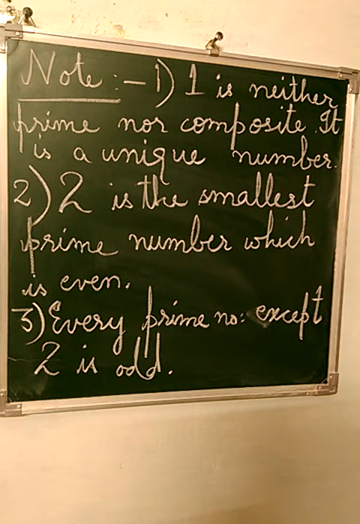These are the three important notes. Note 1: one is neither prime nor composite. It is a unique number. Second, 2 is the smallest prime number, which is even. It is the only even number which is prime. Every prime number except 2 is odd. That means all the even numbers except 2 are composite.